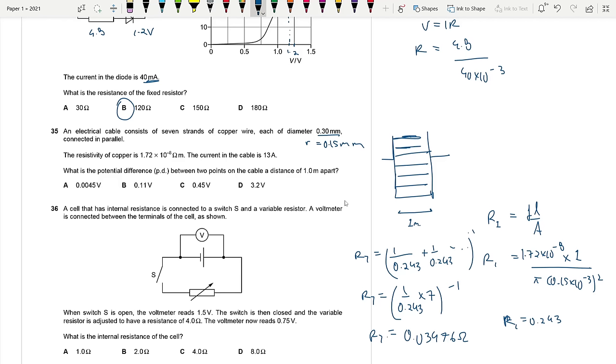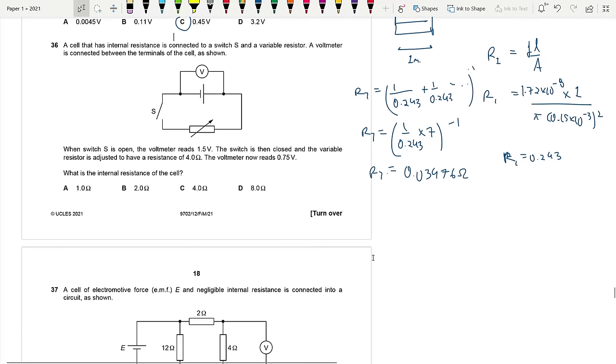Now, what is the potential difference between two points on the cable, a distance 1 meter apart? Okay, so we know that V is equal to IR, and we know the total resistance. So V is going to be equal to 13 amperes into the total resistance, 0.03476 into 13. That gives us a value of 0.45 according to my calculator. So I'm going to go with C, and 35 is in fact C. Okay, 36.